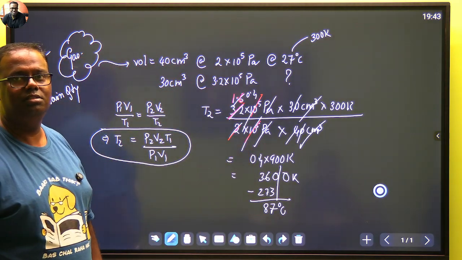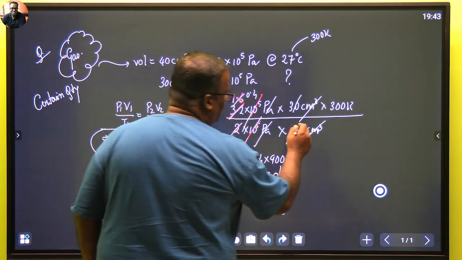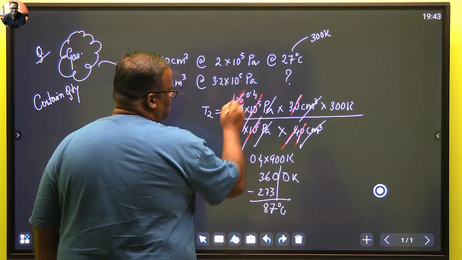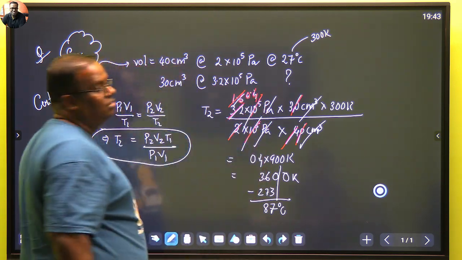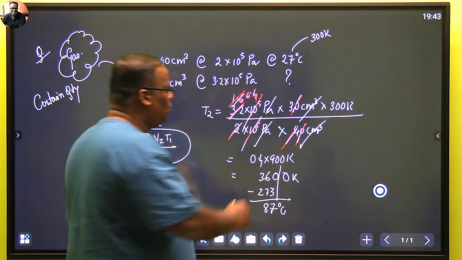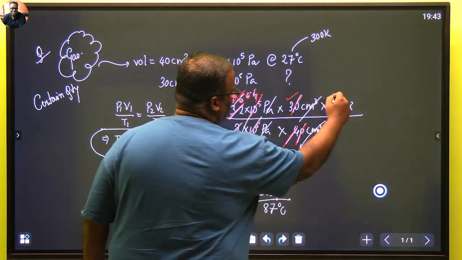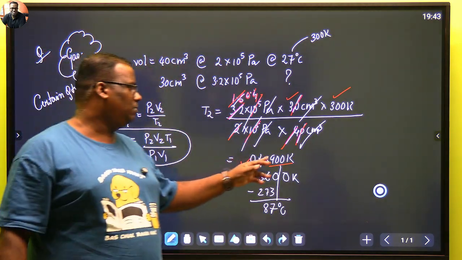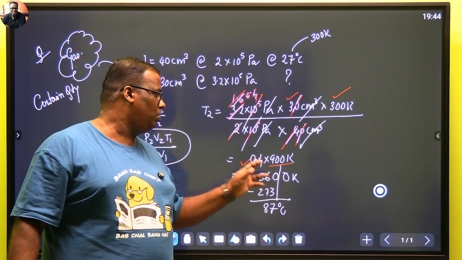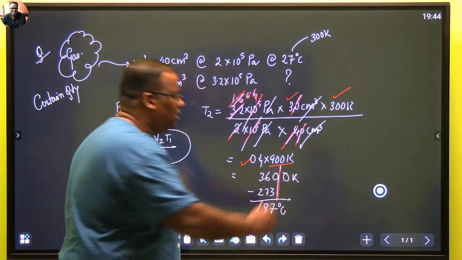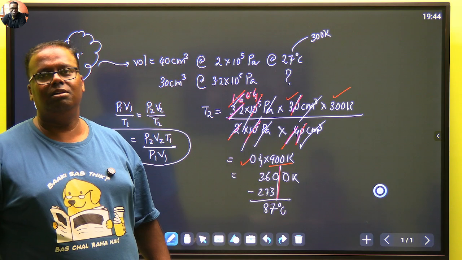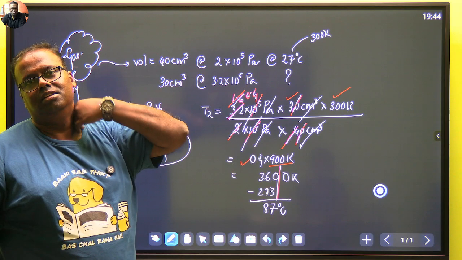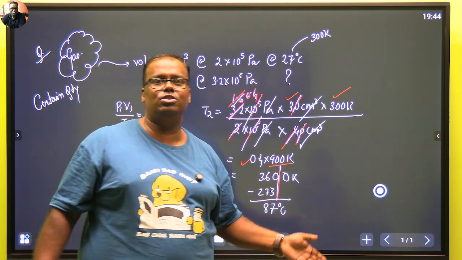Did you get it? 4, 0 and this one gone. And 4 fours are 16. That means if we cancel this, it will be 0.4. Okay. So you are now left with 0.4. 3 multiplied by 300 is 900. 4 multiplied by 900 is 3600. But you are multiplying 0.4, so the point will cut here. So how much is it? Is it 360 Kelvin or not? And from 360 Kelvin, subtract 273 and the answer in Celsius will come.